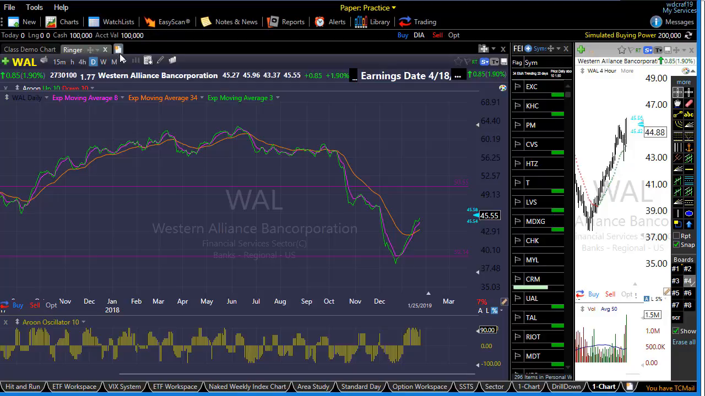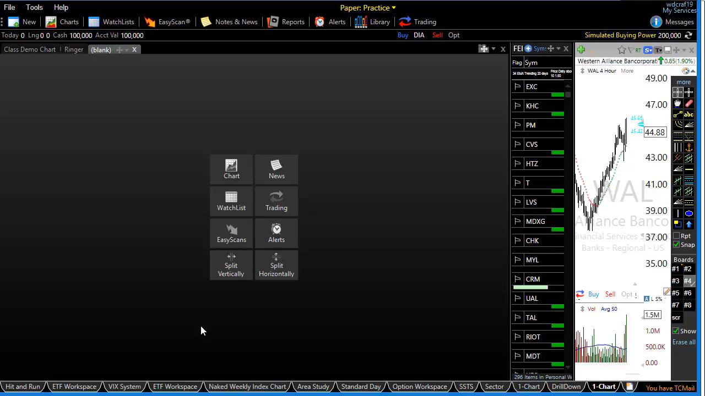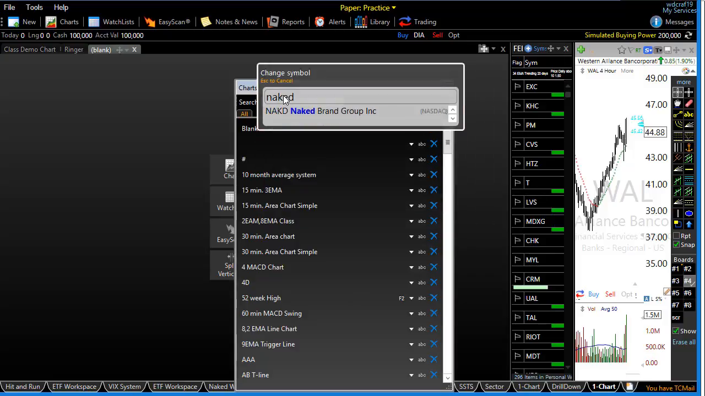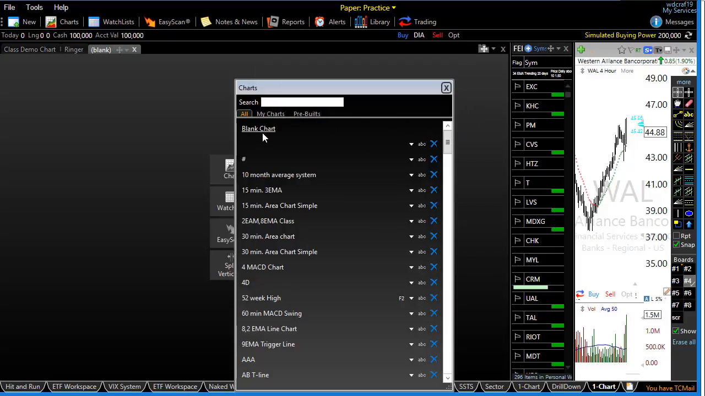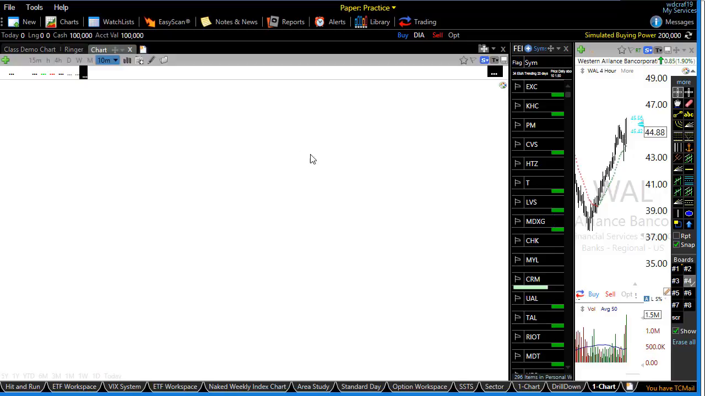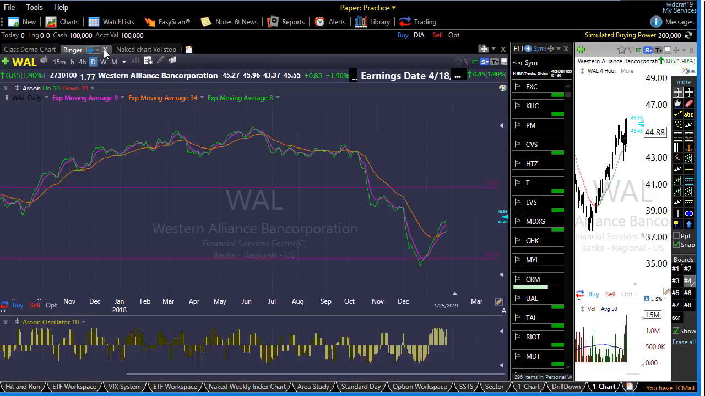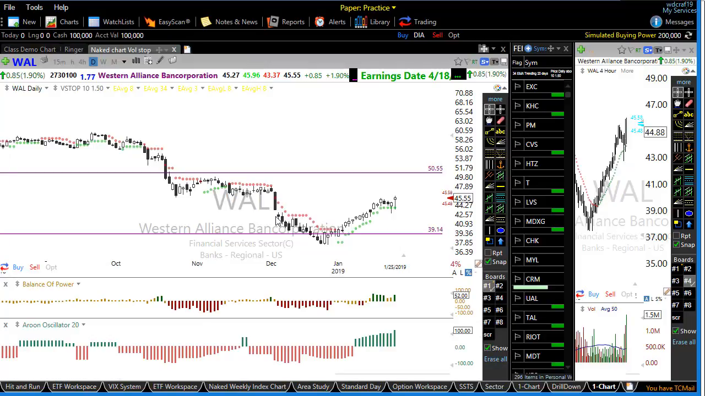Once you have 2 charts up here, see this little paper icon right here? I can click on that now and say, I want a chart, I want a scan, I want something else up here, and I can layer them all the way across. Let's say I want another chart. I want my naked chart. I want a symbol. I want my chart. I want a naked chart with the volatility stop. And notice that dropped right in here. So now I have 3 charts across the top that I can easily switch back and forth.